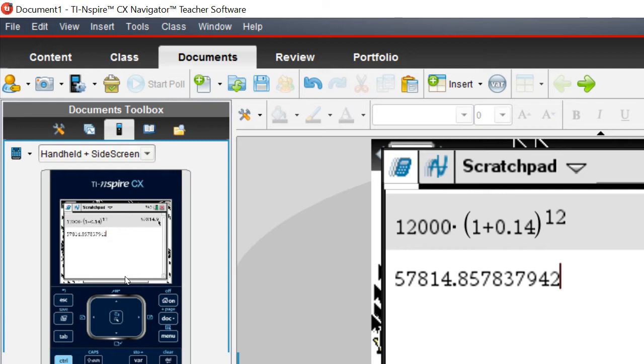Notice it expanded that value. So what you need to do is expand your value each time. You did 1 plus 14. That should be 1 plus 0.14. Okay, so now my answer needs to be in money. So this is $57,814.